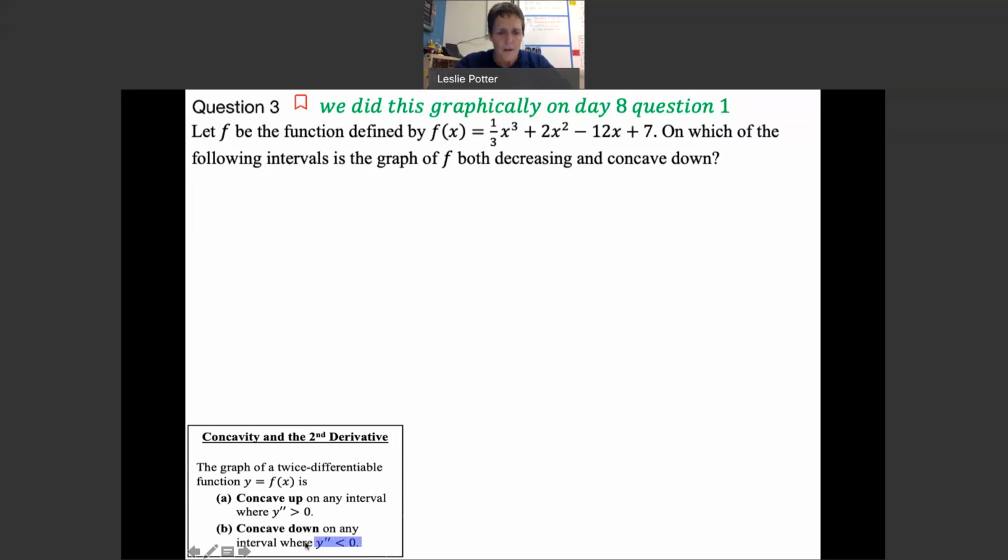Okay, so concave down is where the second derivative is less than 0. And decreasing is where the first derivative is less than 0. So we're looking at both of those situations, which is why the first derivative and the second derivative number lines are so important to create. All right, so we want where both of those things are occurring at the same time. That means where the graph is overlapping.